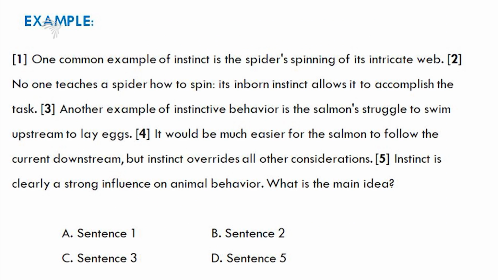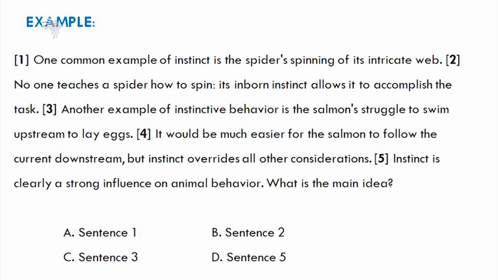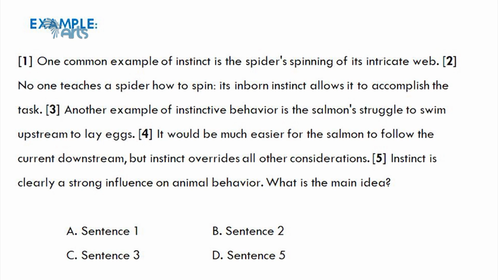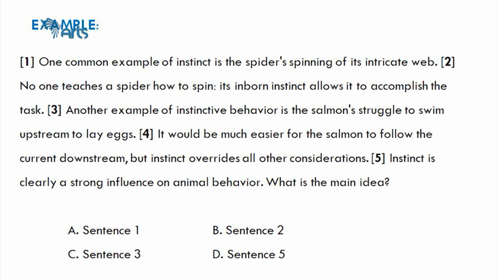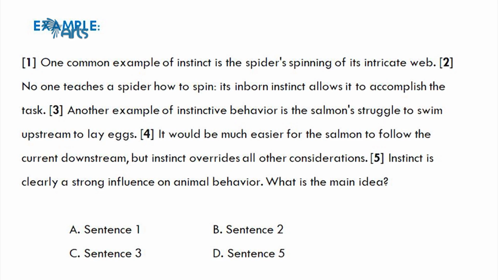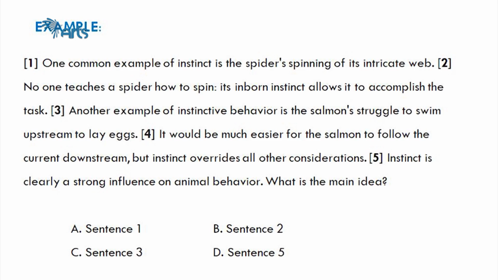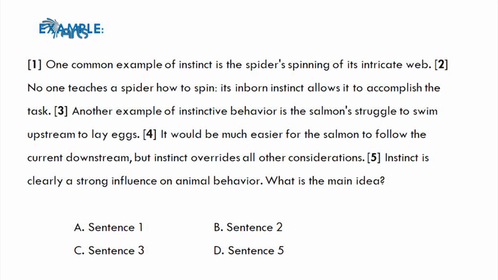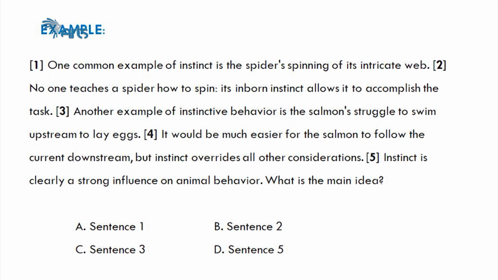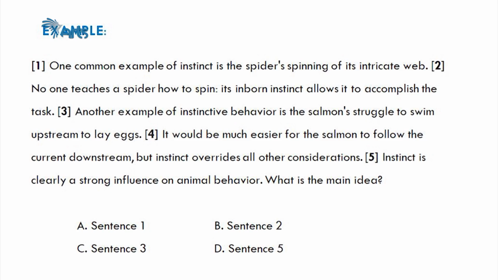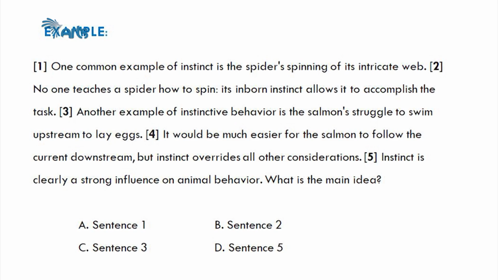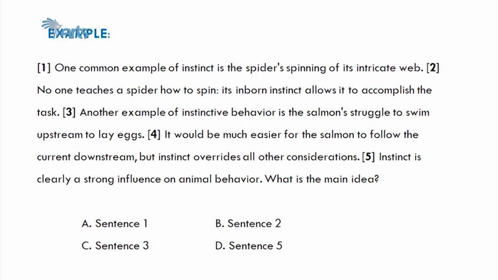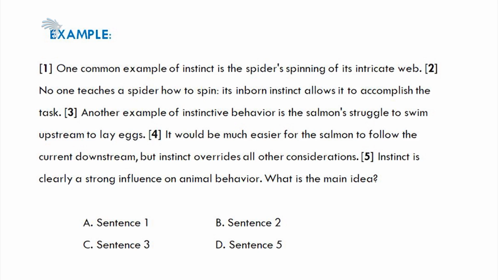This is an example for main idea questions. Now, take a time and read. One common example of instinct is the spider spinning of its intricate web. No one teaches a spider how to spin. It is inborn instinct alone to accomplish the task. Another example of instinctive behavior is the salmon's struggle to swim upstream to lay eggs. It would be much easier for the salmon to follow the current downstream, but instinct overrides all other considerations. Instinct is clearly a strong influence on animal behavior.